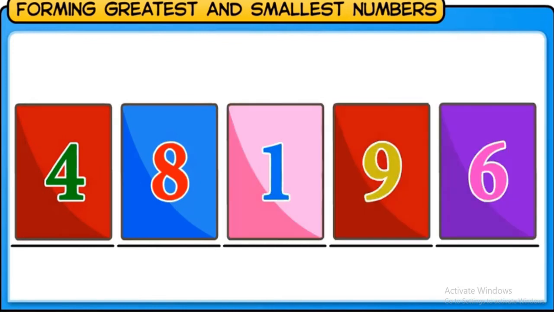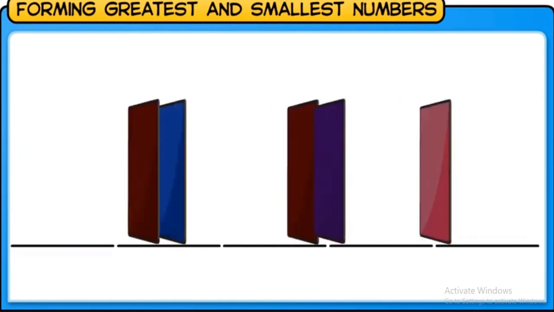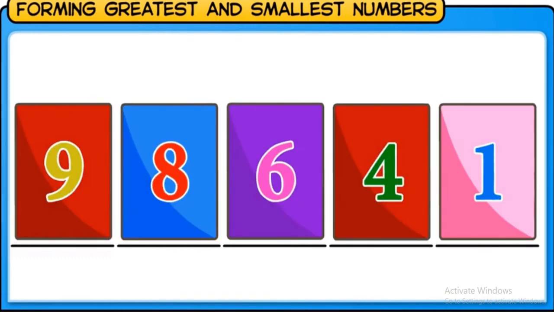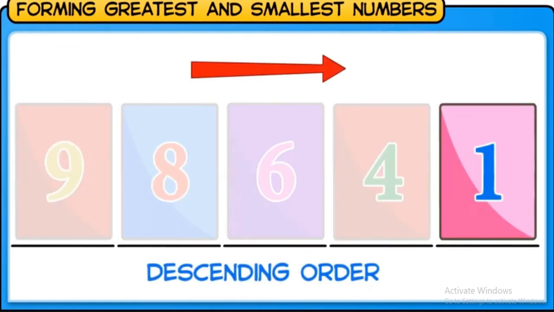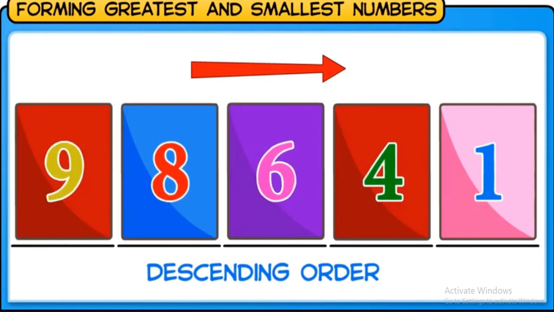Let us drag the number cards to the blanks to form the greatest 5-digit number using the given digits. The greatest number that can be formed using the given digits is 98,641. Now, how did we form this number? To form the greatest number using the given digits, simply arrange the given digits in descending order. Arranging the given numbers from the biggest to the smallest number is called arranging the numbers in descending order.